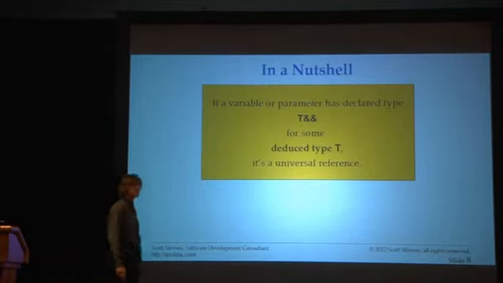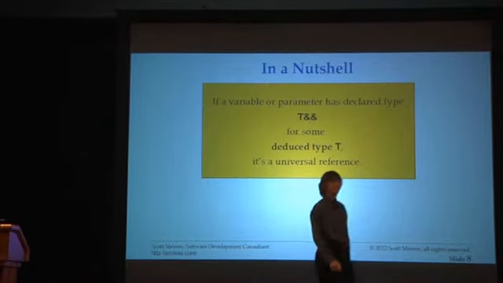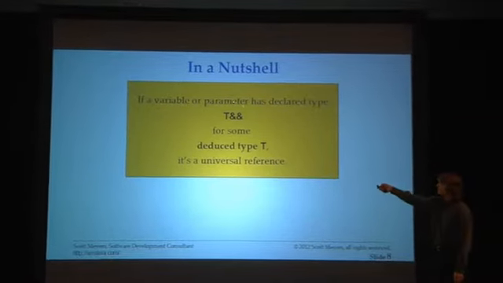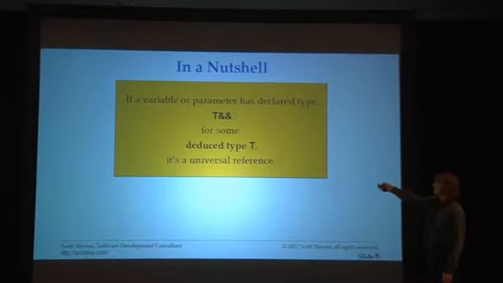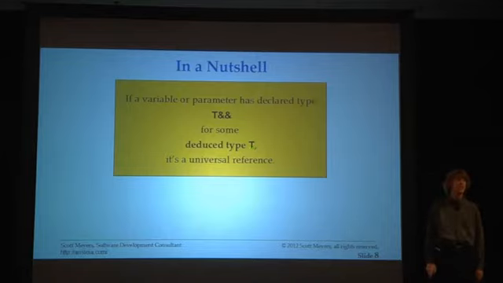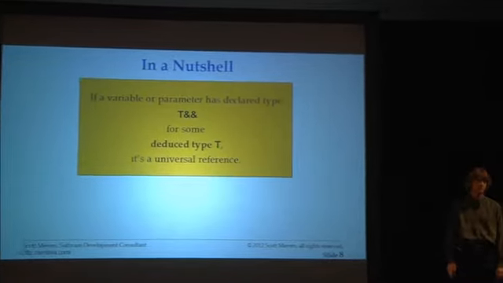So, this is pretty much everything you need to know. I will elaborate, but nevertheless. If you have a variable or a parameter, and its declared type is T&&, for some deduced type T, you have a universal reference.